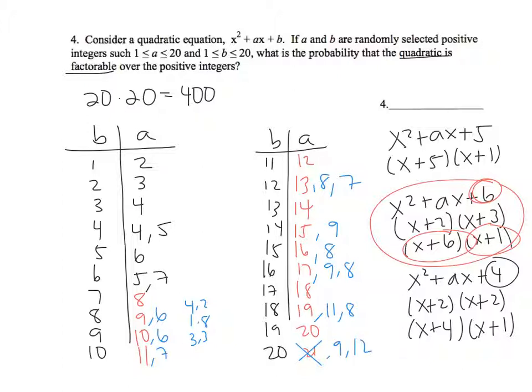Okay, we're almost done. Now we need to count up how many different ways is this. So looking at your a column, this is 1, 2, 3, 4, 5, 6, 7, 8, 9, 10, 11, 12, 13, 14, 15, 16, 17, 18, 19, 20, 21, 22, 23, 24, 25, 26, 27, 28, 29, 30, 31, 32, 33, 34. So 34 out of my 400 quadratics will be factorable, and this is going to simplify to 17 out of 200.